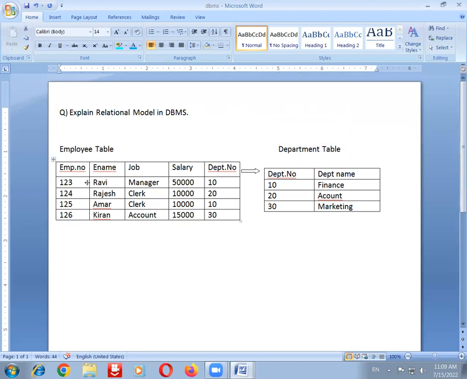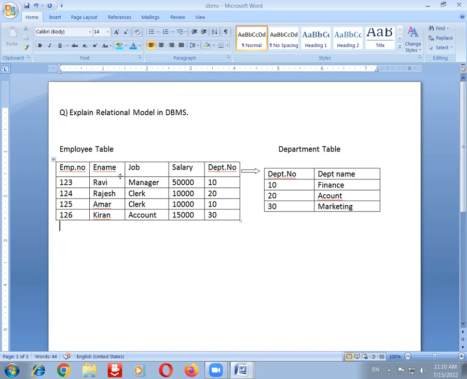In this employee table, what columns are presented? For example, employee number, employee name, employee job, employee salary, and employee working department number. We enter the details of employee number, name, job, salary, and department number here. Observe here: how many department numbers? 1, 2, 3, 4 department numbers are presented here.